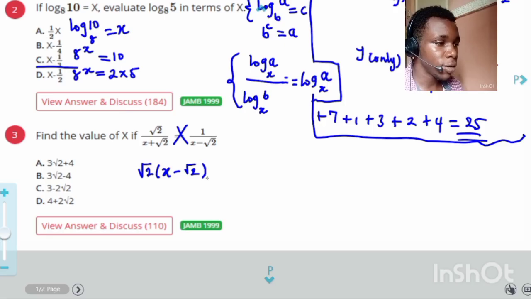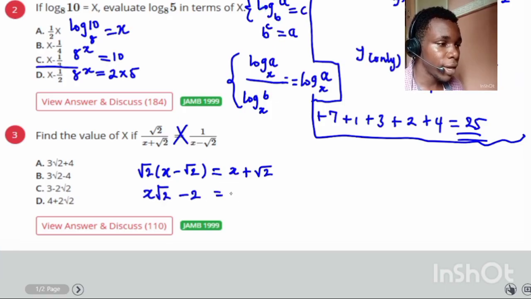The next thing we're going to do is we also do the same here where 1 multiplies everything here, of which 1 multiplied by anything gives you that same thing. So we have here x plus root 2. All right, we break the brackets for the left hand side where we now have x root 2 minus root 2 times root 2 would give you root 4, of which root 4 is the same thing as 2. Square root of 4 is the same thing as 2, equal to x plus root 2.